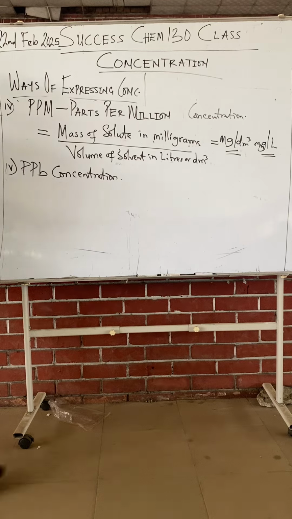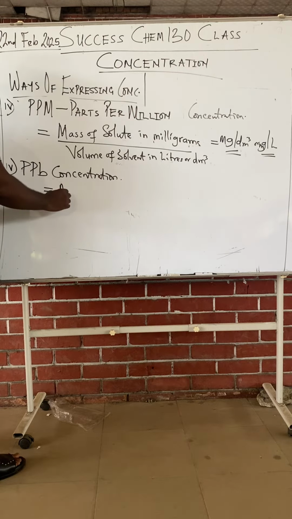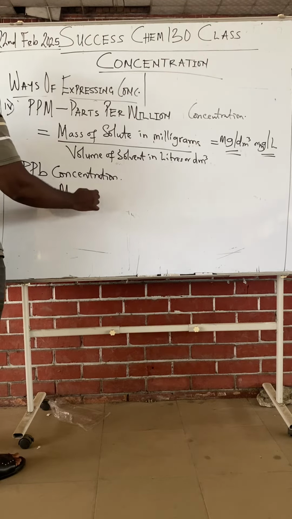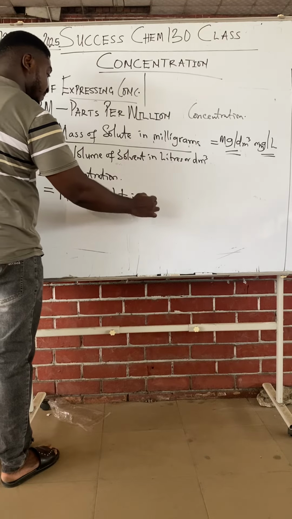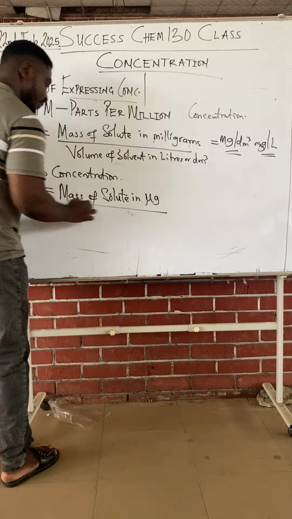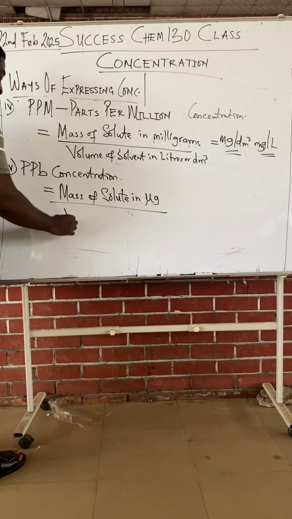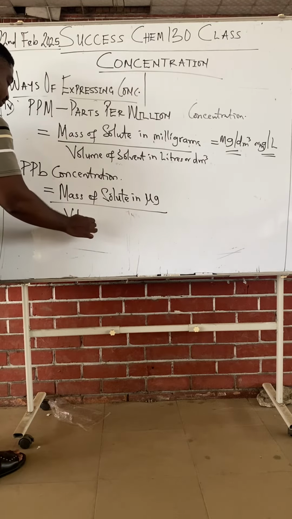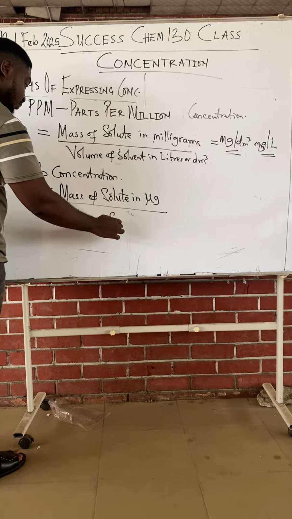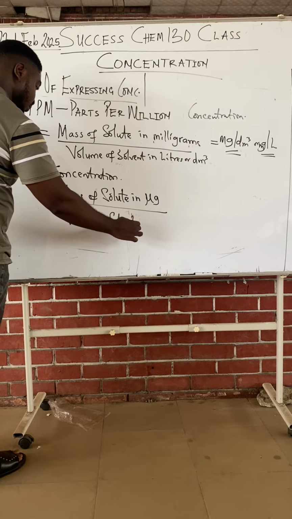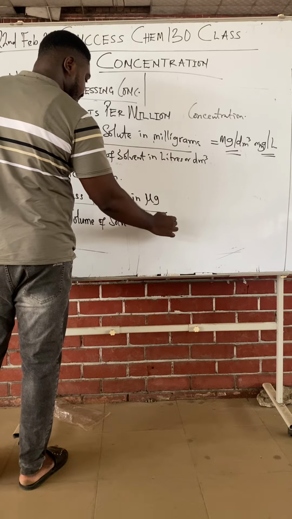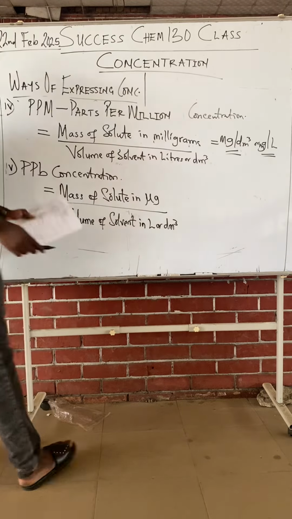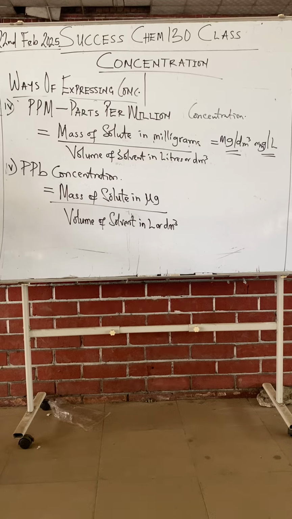And for PPB, we are going to have mass of solute in microgram divided by volume of solvent in liters or dm cube.